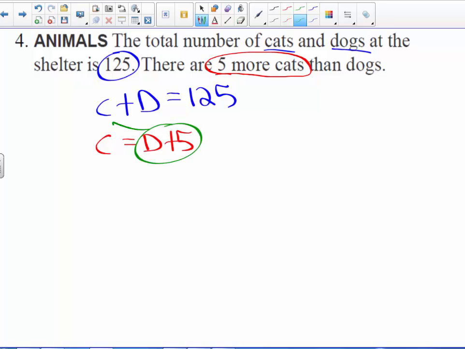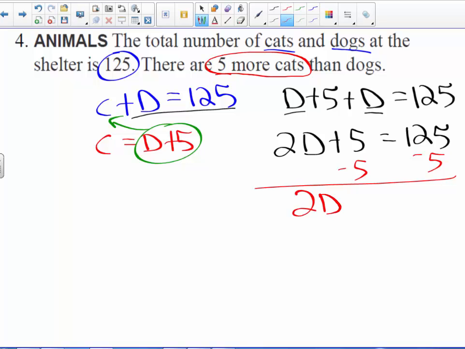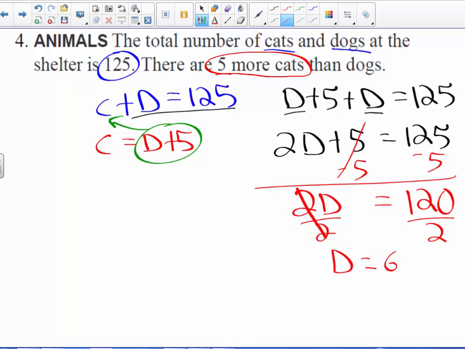Here's what C equals. We're going to plug it in for that C. Instead of C in the very top equation, I'm going to put D plus 5 and then the rest of the equation: plus D equals 125. D plus D, there's 2 D's, plus 5 equals 125. Here we subtract 5. 2d is equal to 120. Divide both sides by 2 to isolate the variable. 2 divided by 2 is 1, so that's 1d equals 60. So dogs are equal to 60.